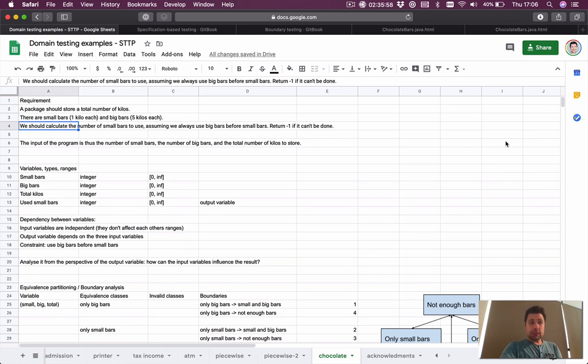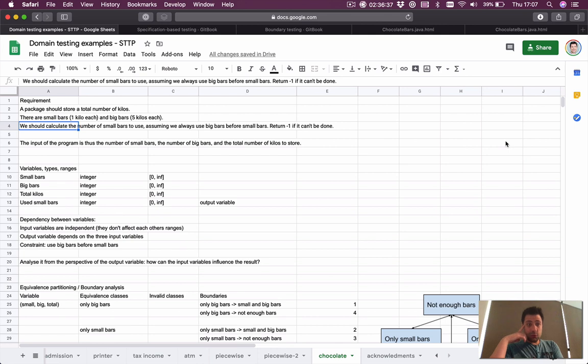So let's do the variable analysis, and we have 3 input variables: the small bars, the big bars, and the total number of kilos in the package. They are all integer, they range from 0 to infinite. And as an output variable, it's the number of used small bars, it's an integer, it ranges from 0 to infinite as well. When we look at the dependencies among these variables, we don't see any, right? I mean, they're all independent from each other, in the sense that one doesn't really change the range of the other. However, there's this constraint, that is, we need to use the big bars before the small bars.